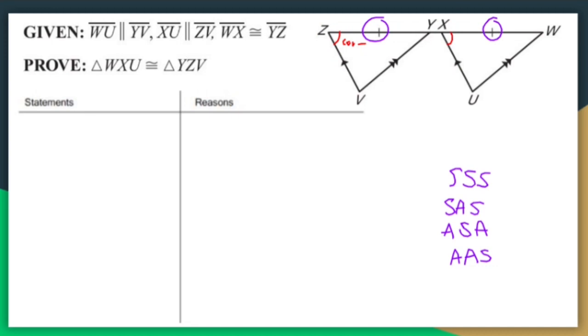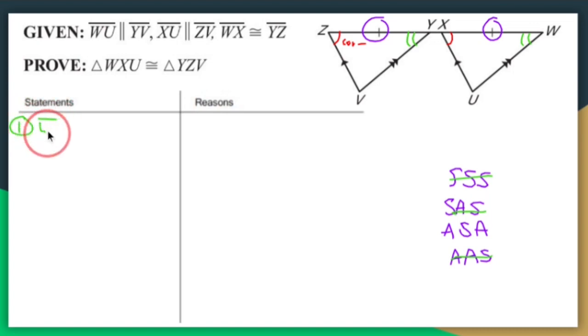Similarly, since these two are parallel, these correspond. And so what I have is an angle, the side in between, and an angle. I have ASA. So I'm going to state my given. I'm going to say that these two angles are congruent because they correspond. These green angles are congruent because they correspond. Therefore, the triangles are congruent from ASA. So, number one is my given.